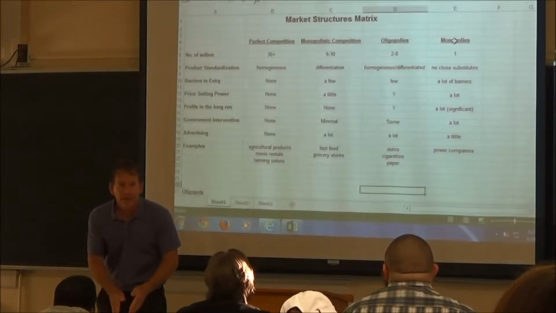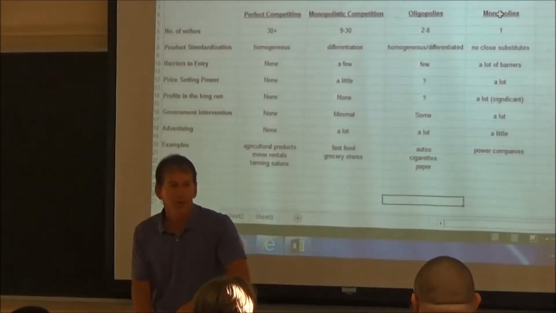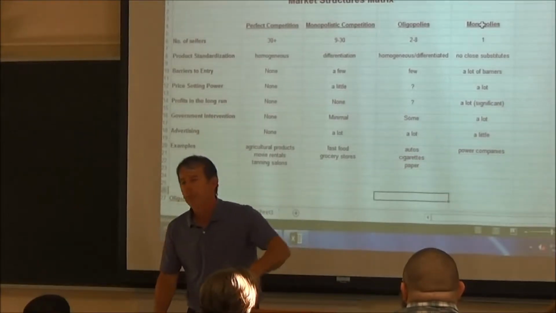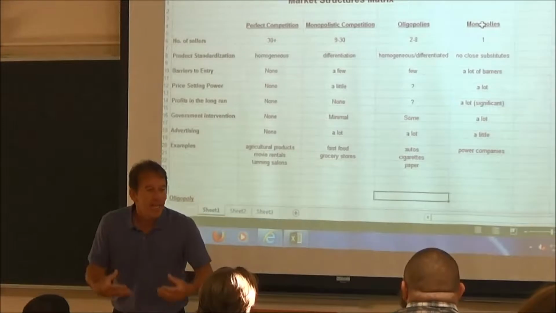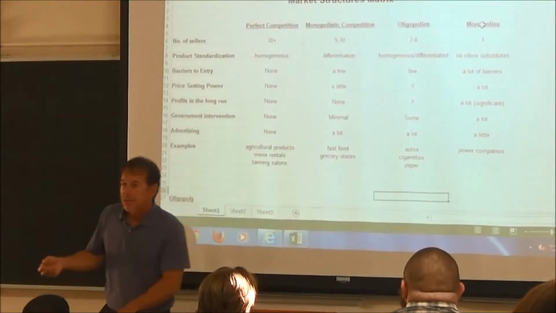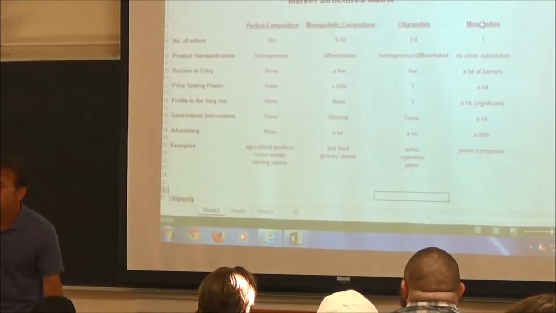If I buy a hamburger at Hardee's, is it the same hamburger that I would buy at McDonald's? Is it the same hamburger I buy at Wendy's? Or the same hamburger I would buy at Burger King? And they all differentiate their product in different ways. So you see, that's how they try to sell what they're producing.